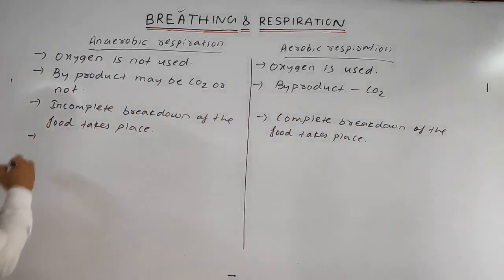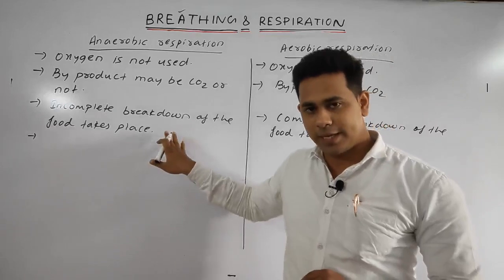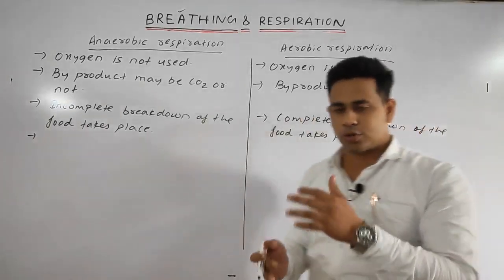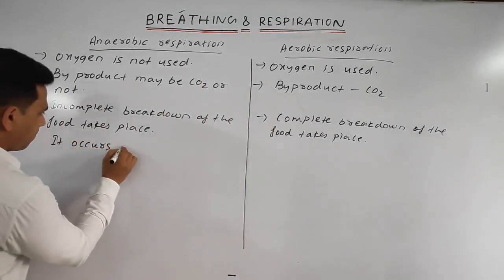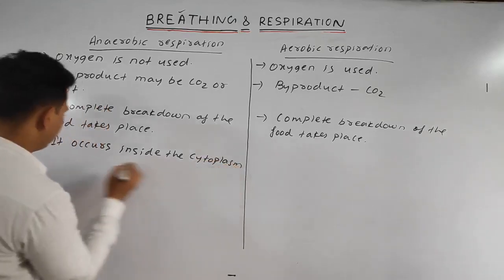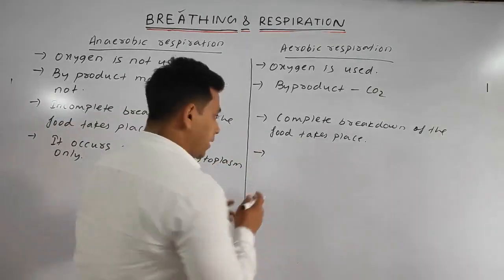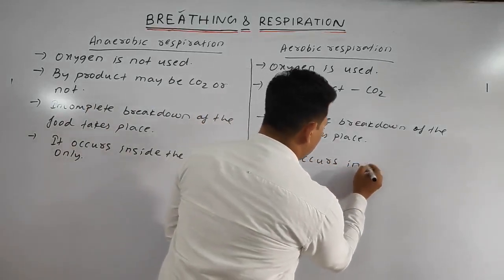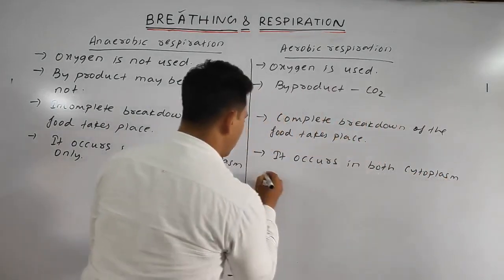Okay, next. In the case of anaerobic respiration, it occurs inside the cytoplasm only. But in the case of aerobic respiration, it occurs in both cytoplasm and mitochondria. It occurs inside the cytoplasm only. Okay, but in aerobic respiration, it occurs in both cytoplasm and mitochondria.